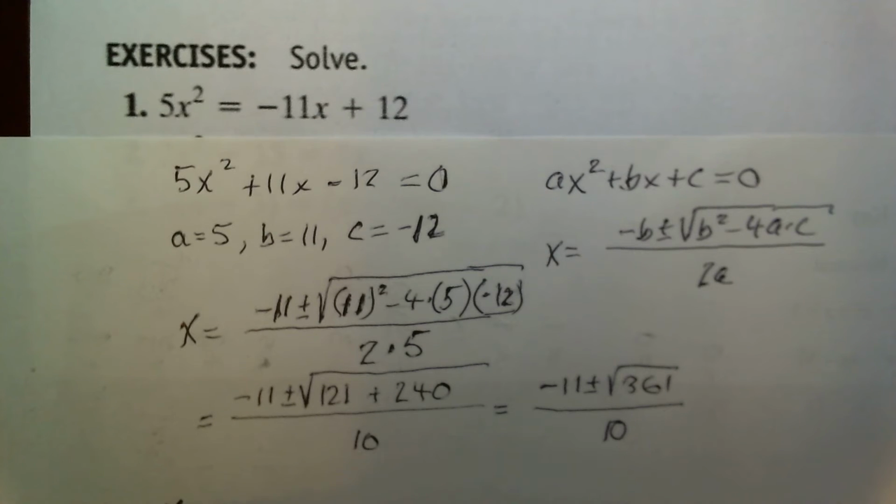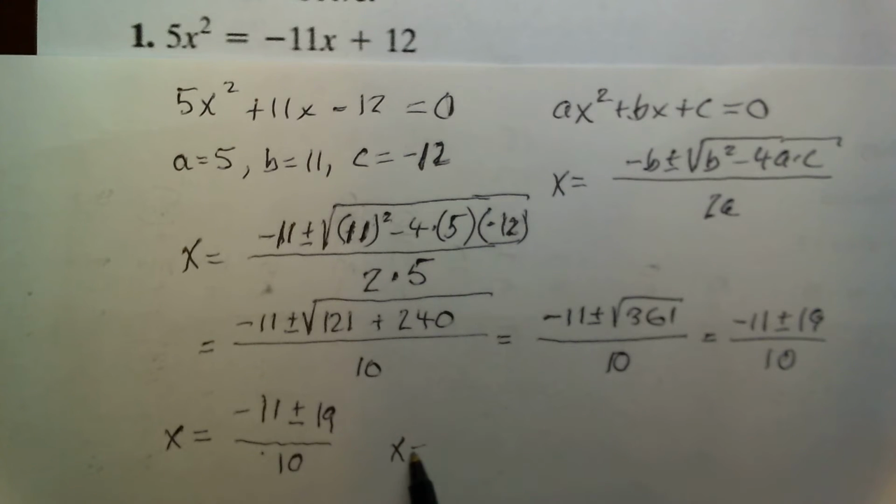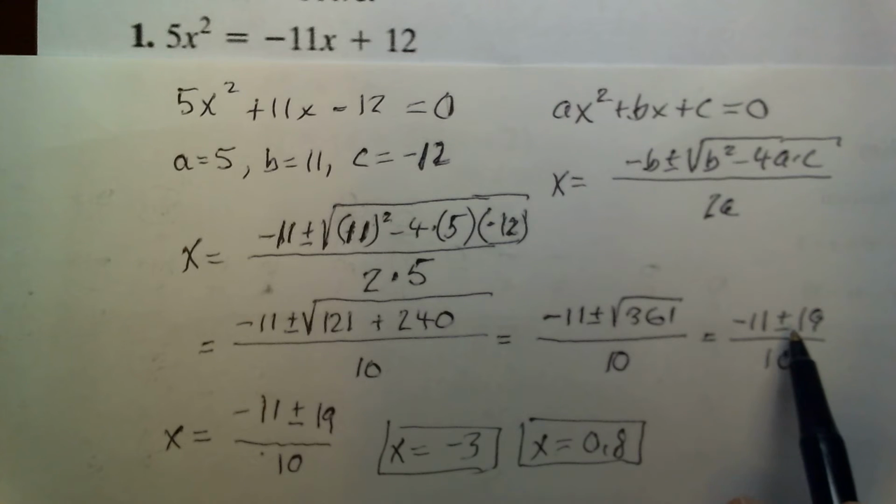So then the first solution would be x equals minus 11 minus 19, that's minus 30, divided by 10 is minus 3. And the other solution is minus 11 plus 19, that's equal to 8, and 8 divided by 10 is equal to 0.8. And remember, the square root of 361 is 19.